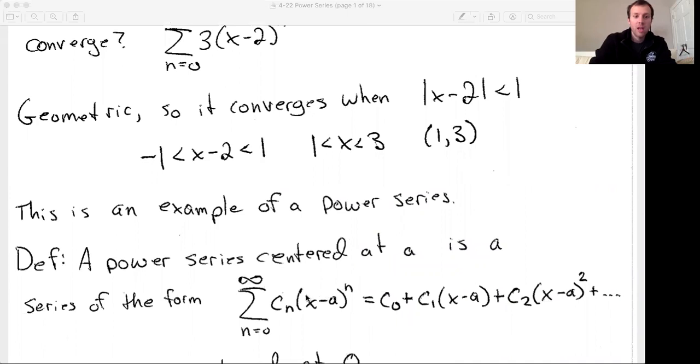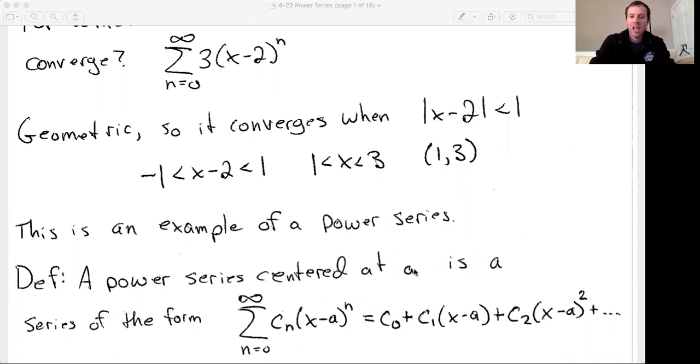So in general, a power series centered at a is a series that has this form, a series from 0 to infinity. c_n is the coefficient. So you might have different coefficients for different powers of n, and then (x minus a) raised to the n. And the idea is that this is like an infinite polynomial. You have some constant term, you have some linear term, you have some quadratic term, you'd have an x cubed term, and so on. And each of these different powers of (x minus a) can maybe have a different coefficient.